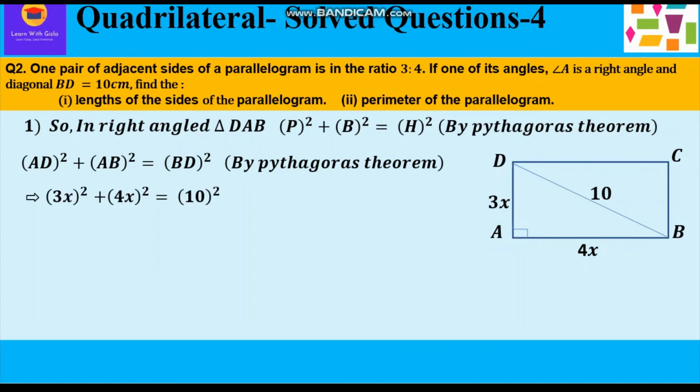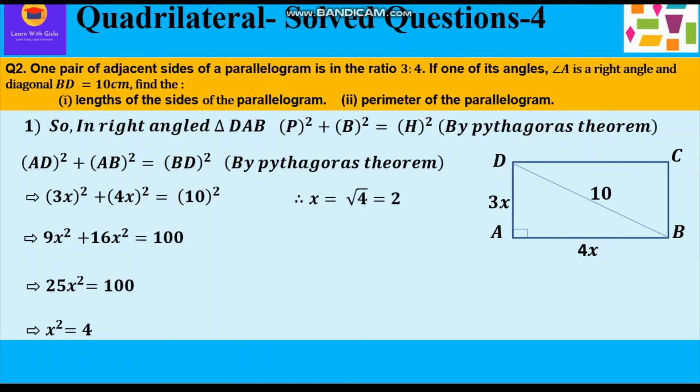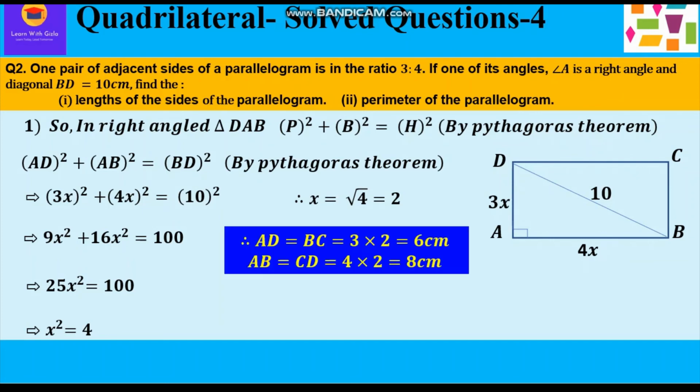So we can write 3x whole square plus 4x whole square is equal to 10 square. Now further 9x square plus 16x square is equal to 100. 9 plus 16 is 25, so 25x square is equal to 100. Further x square is equal to 100 upon 25, that is 4. So x is equal to root of 4, that is 2. Now we can say AD is equal to BC is equal to 3 into 2, that is 6 centimeter, and AB is equal to CD, that is 4 into 2 is equal to 8 centimeter. So this is how we have calculated the length of all the sides of the parallelogram.